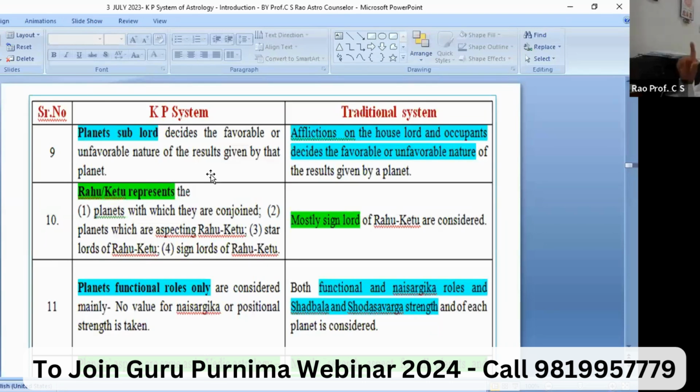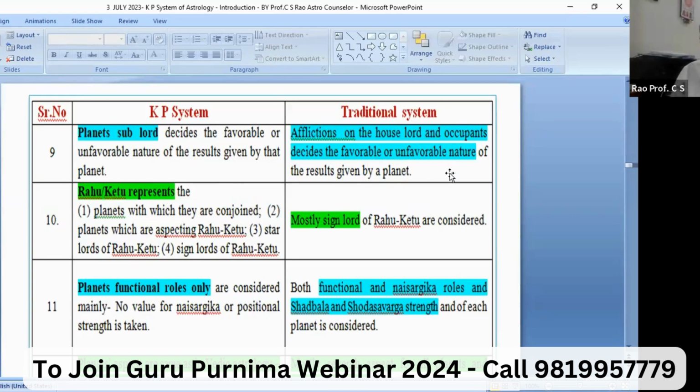Suppose the Venus dasha is running. Venus's sign lord, star lord and sublord are there. Venus gives the results of its star lord, and the nature of the results, whether favorable or unfavorable to the native, depends on the Venus sublord. How does it decide? The Venus sublord has its own connections to the other houses. So that decides it. I am giving the predictive part more here, because otherwise you cannot differentiate the differences. In the traditional system, afflictions on the house lord and occupants decide the favorable or unfavorable nature of that planet.